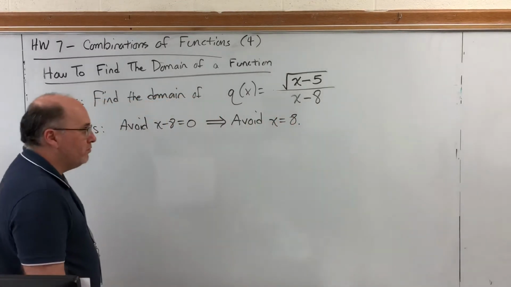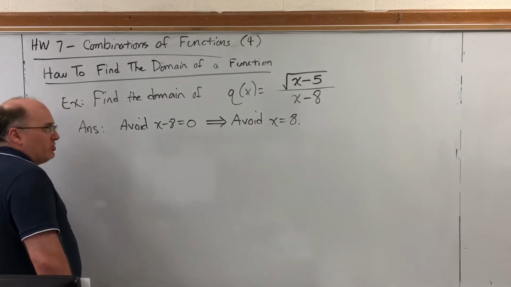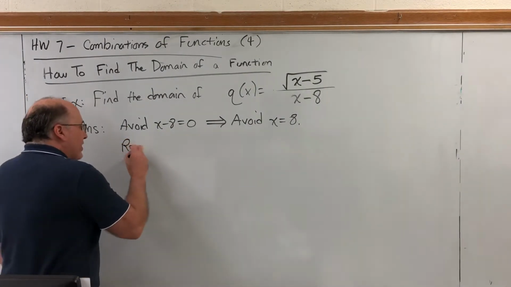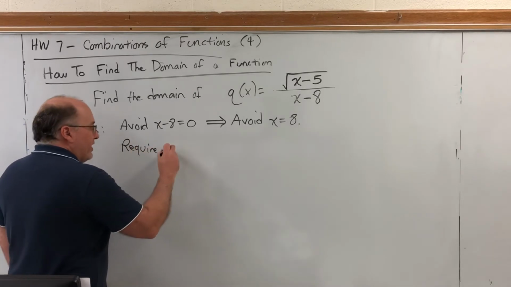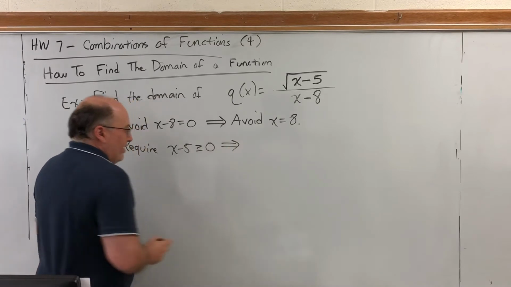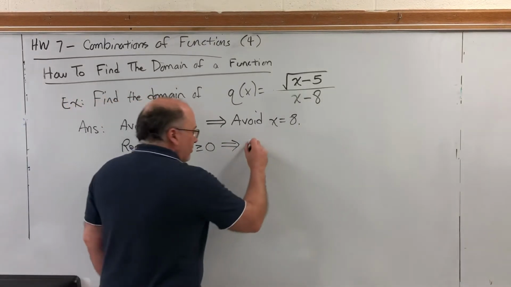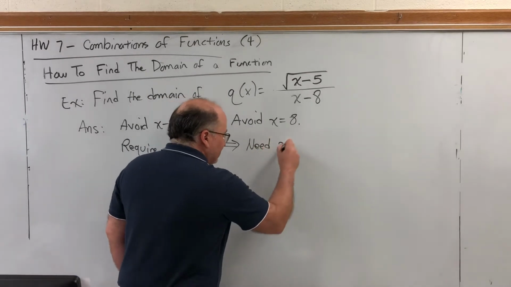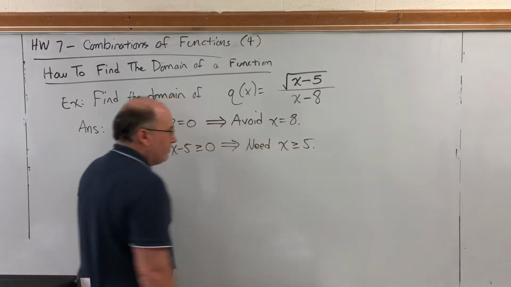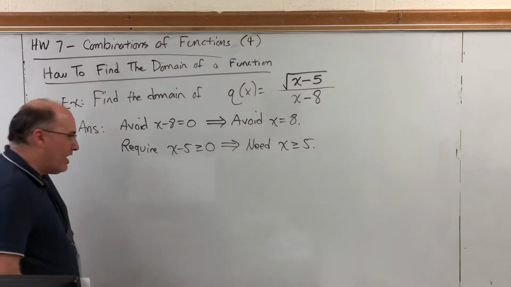Okay, if there were not a radical, I could get the domain right now. But because of the radical, we need to require that x minus 5 is greater than or equal to 0. Well, that's pretty easy to solve. Just add 5 to both sides. So we need x to be greater than or equal to 5. So how do you find a domain that satisfies both of these requirements?